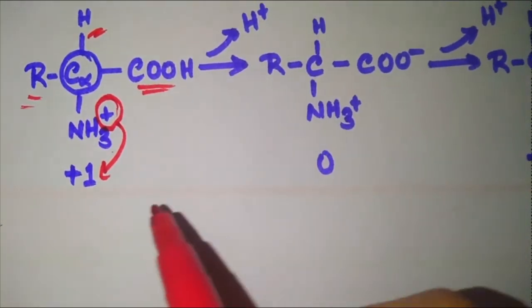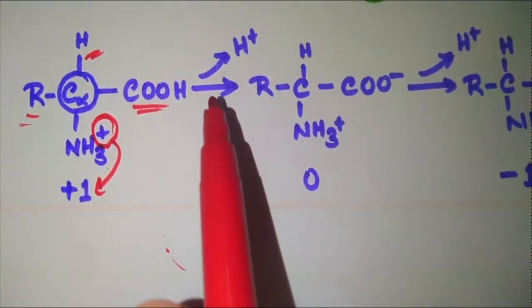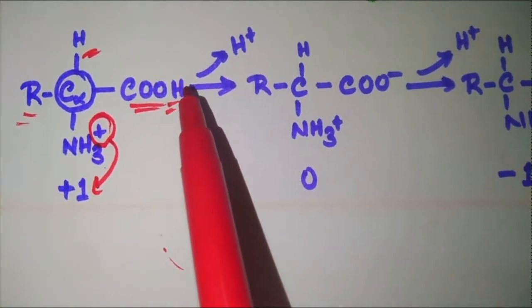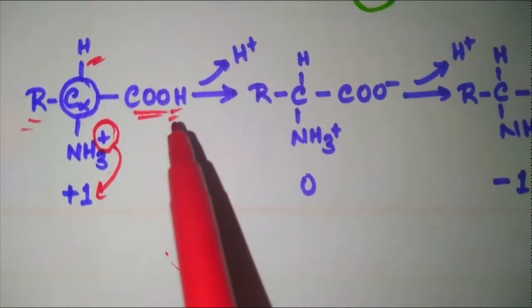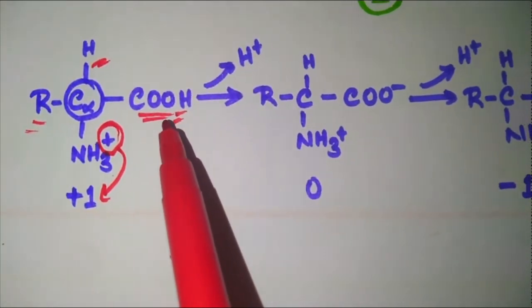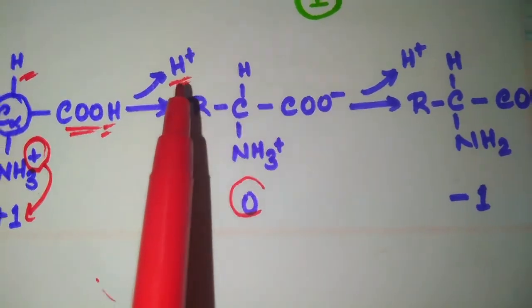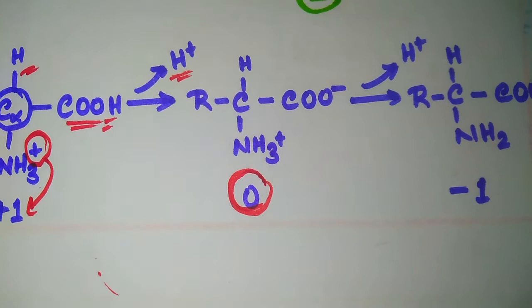Now in aqueous solution, upon increasing the pH, this hydrogen is released, which means that the carboxyl group leaves a proton. So this proton is given out. After this hydrogen leaves, the compound attains a 0 net charge. Why?